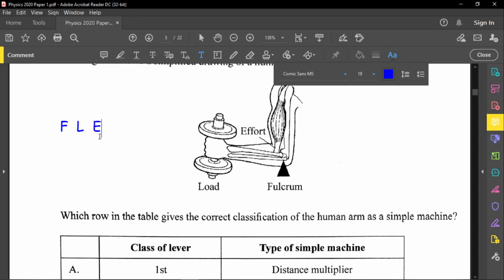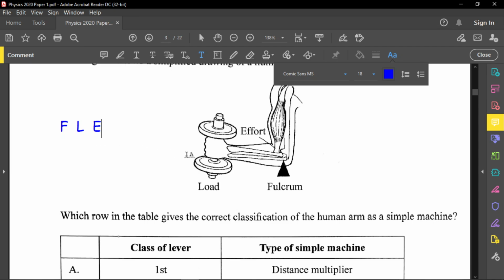So to classify a first class lever, F is the fulcrum, so the fulcrum must be in the middle. If you go into a second class lever, then the load should be in the middle. If you go into a third class lever, then the effort should be in the middle. So FLE is what should be in the middle to classify the lever. And I keep them in the same order: first, second, third, FLE. Fulcrum in the middle for first class, load in the middle for second class, effort in the middle for third class.